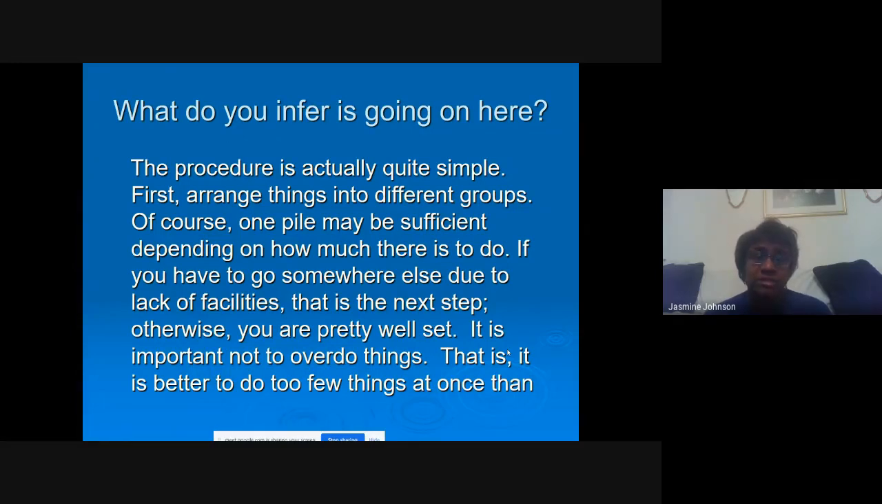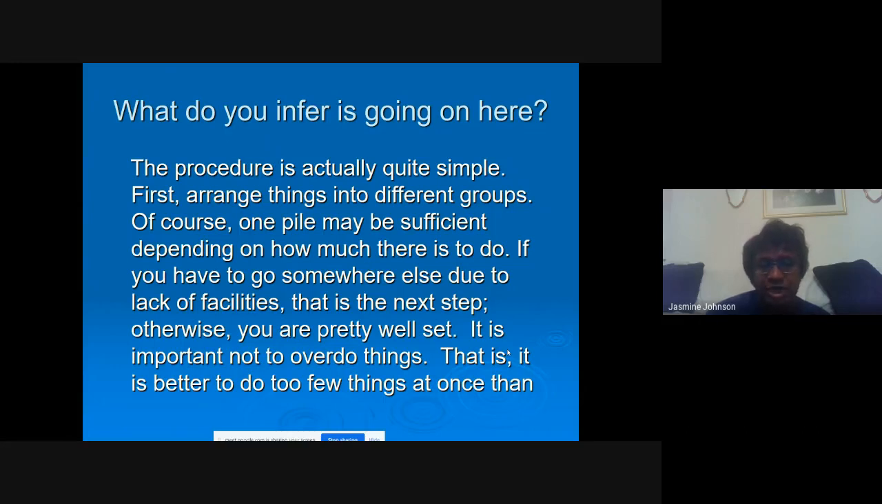The procedure is actually quite simple. First arrange things into different groups. Of course, 1 pound may be sufficient depending on how much there is to do. If you have to go somewhere else due to lack of facilities, that is the next step.